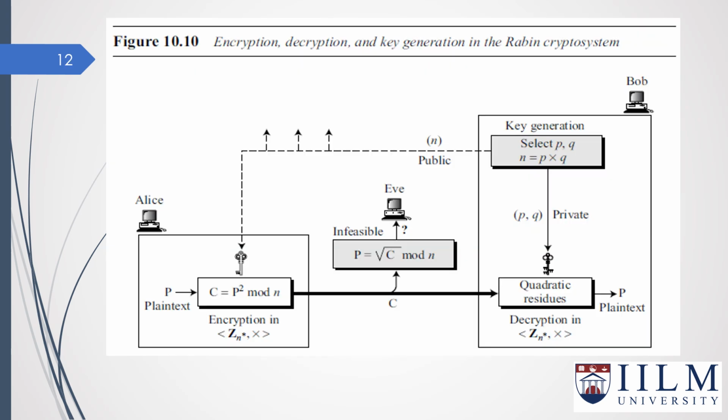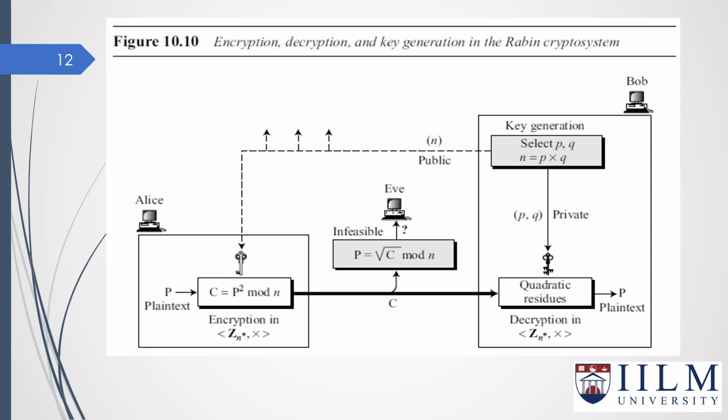Let's see the figure so that it could be clear. So again, Alice is the sender and the plaintext is converted into the ciphertext by the formula P to the power 2 mod n. And if someone wants to attack it, it should be root of C mod n, but it is infeasible.